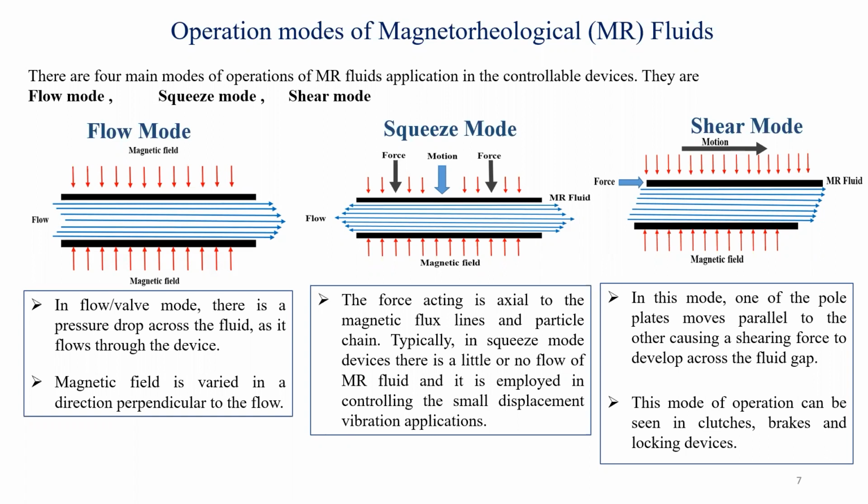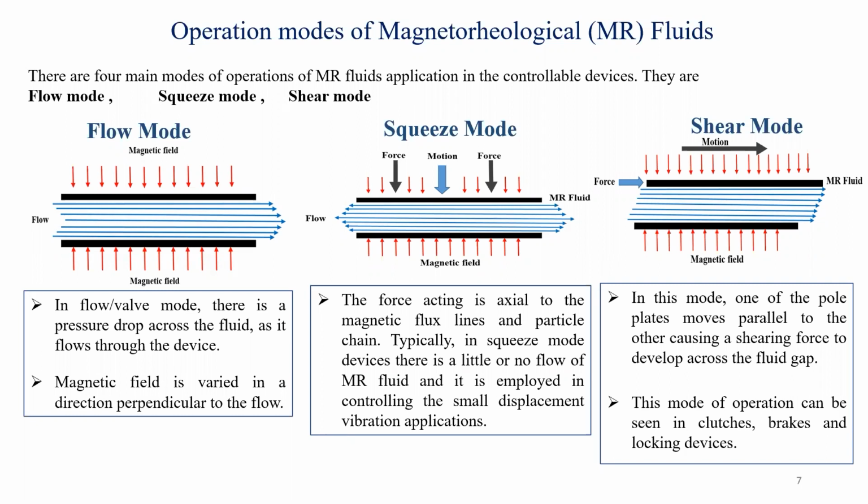In the squeeze mode, what will happen? We have two plates. A magnetic field is applied. Of course, this magnetic field is also perpendicular to the flow direction. Here, the force acting is axial to the magnetic flux lines and the particle chain. Typically, in squeeze mode devices, there is little or no flow of MR fluid, and it is employed in controlling small displacement vibration applications.